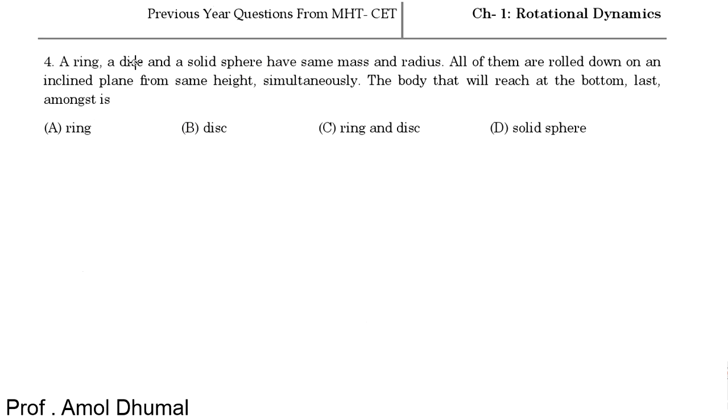Next, a ring, a disc and a solid sphere have the same mass and radius. All of them are rolled down an inclined plane from the same height simultaneously. The body that will reach the bottom last amongst them is, means we have to find out the body which will reach the ground last.